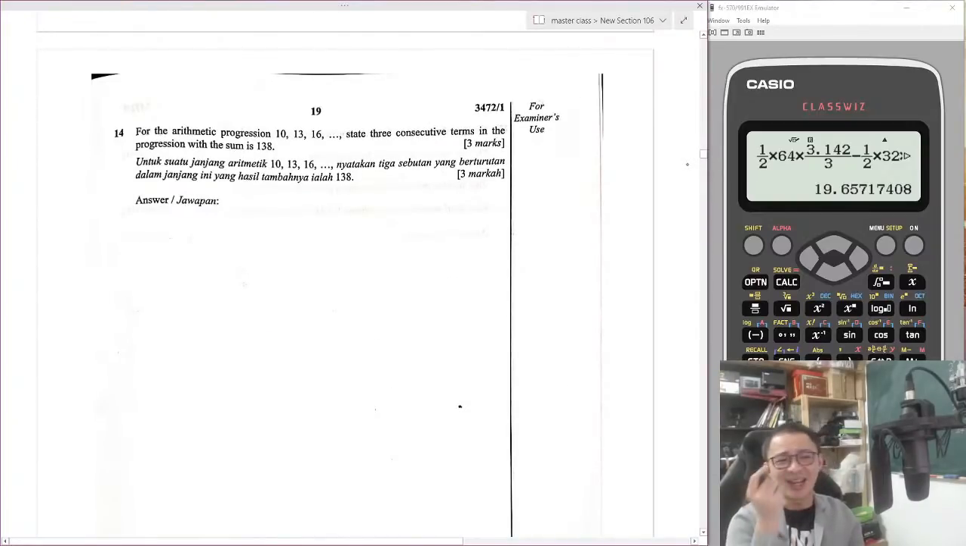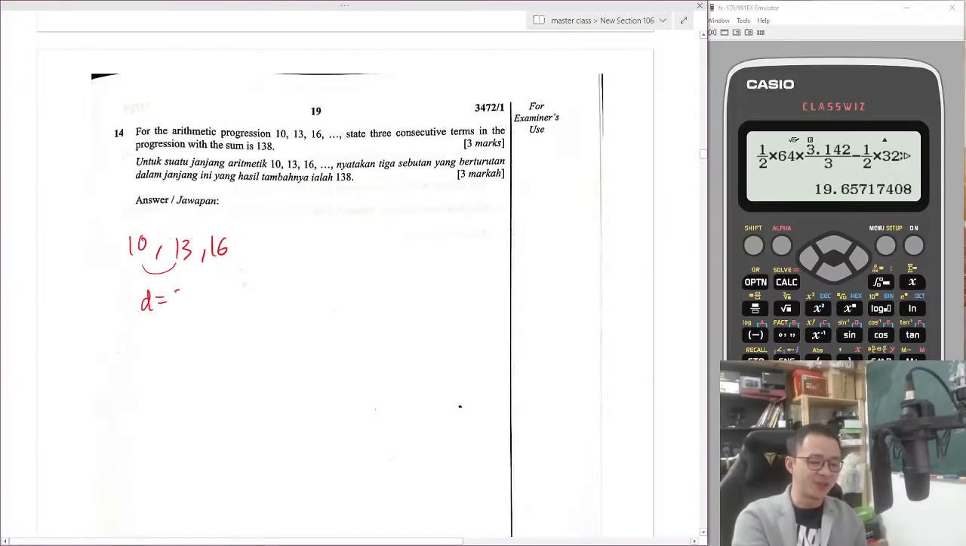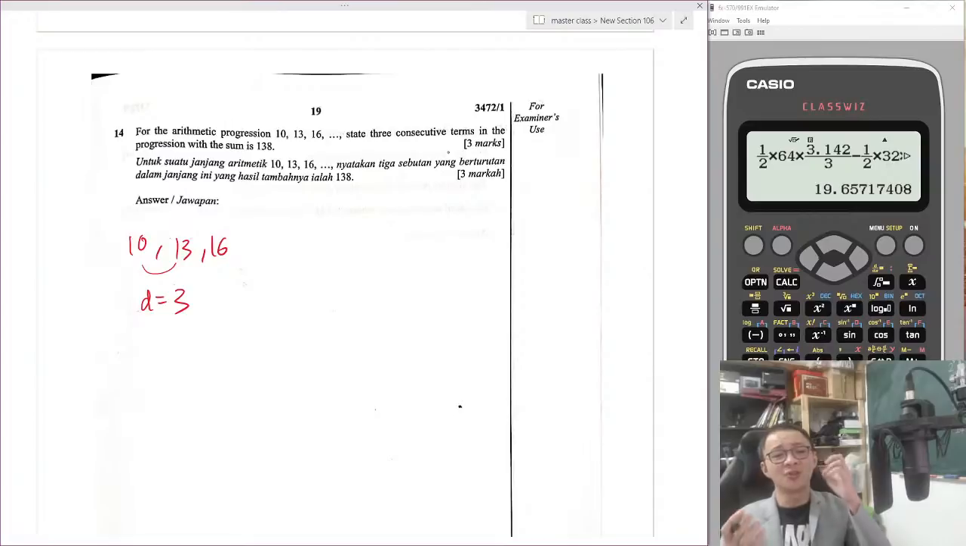Okay, this one will be slightly a little bit hard, but it's not too bad. So you have the progression 10, 13, 16. In this case, we know the common difference is 3. Then they say state the 3 consecutive terms in the progression with sum 138. Consecutive terms basically means I have 3 continuous terms, add together, and I will get 138.